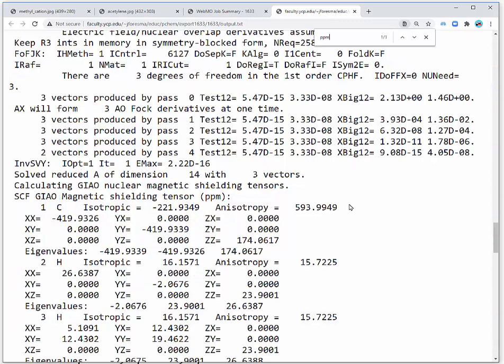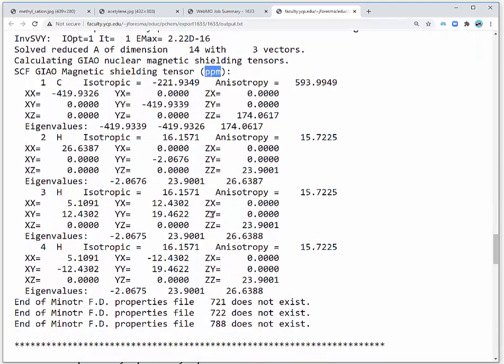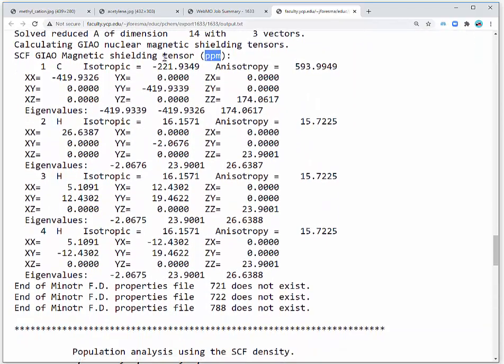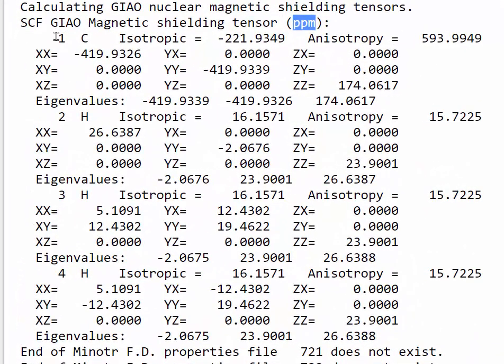Those are the units used in NMR, parts per million, and it's the only place you'll find ppm in the entire log file. So I just searched for ppm, and that quickly brings me to the section of output where the NMR is displayed. You see the atoms listed here one by one: carbon, hydrogen, the other hydrogen, and then the final hydrogen. So there's sections here for each.